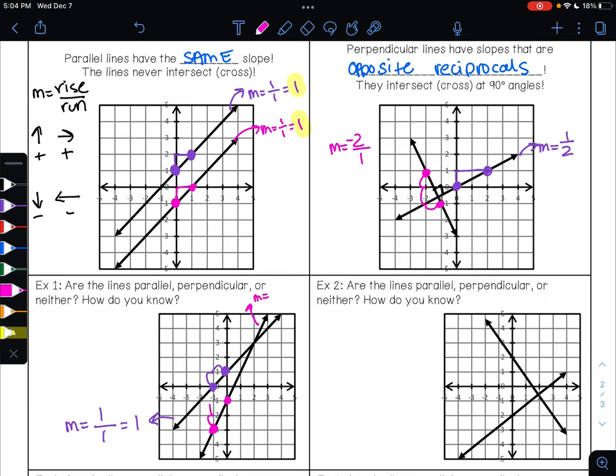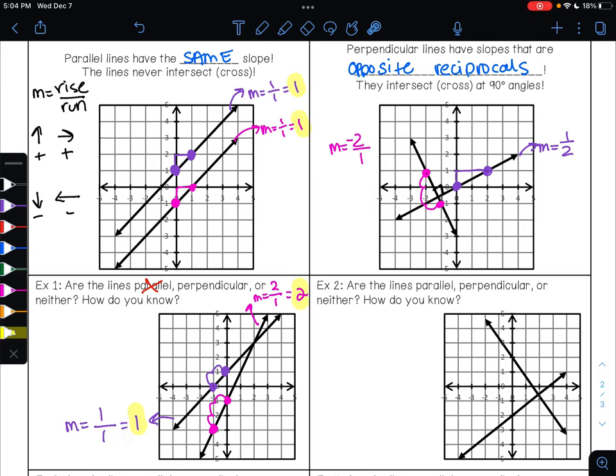I go up 2, and I went to the right 1. 2 divided by 1 is 2. So to figure out first, I'm going to see if they're parallel. Is 1 the same number as 2? No, so they're not parallel.